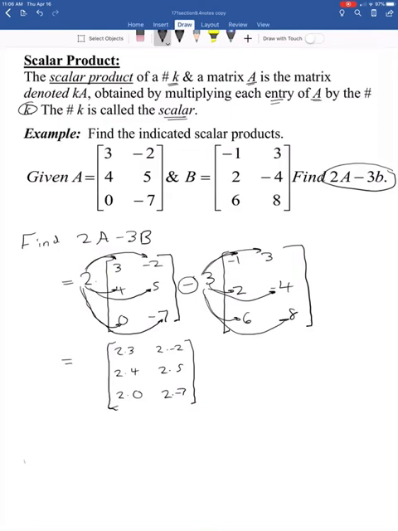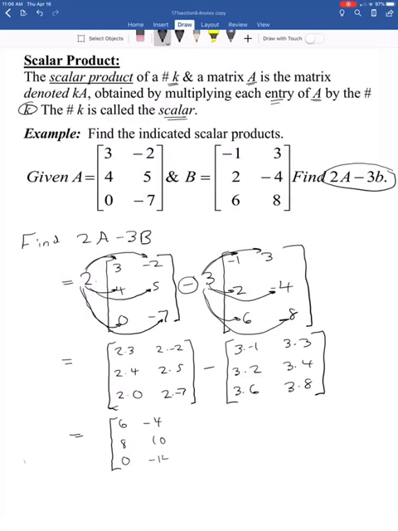So distributive property. Minus, let's do the same thing here. 3B. So let's take 3, distribute it through. 3 times -1, 3 times 3, 3 times 2, 3 times 4, 3 times 6, and 3 times 8. So that's your scalar product operation, distributing that scalar through. So again, in this 3x2 matrix, we had a 6, a -4, an 8, a 10, a 0, a -14.